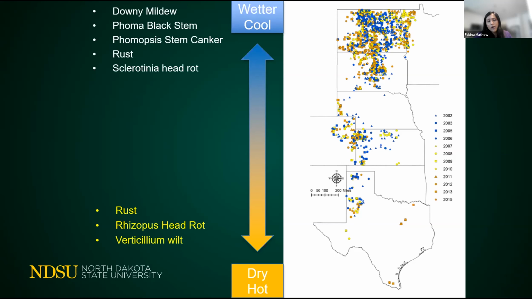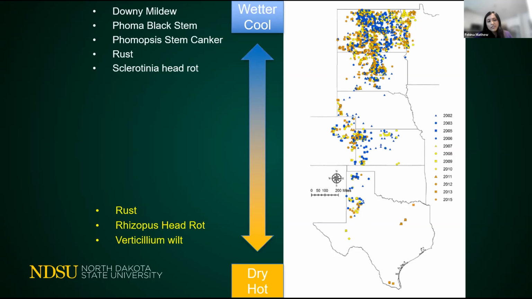Rust tends to show up occasionally in South Dakota, although I don't know of reports where there has been a field that has been completely taken down by rust. It's a bigger problem here in Minnesota, North Dakota. And then we occasionally tend to see Sclerotinia diseases, head rot being one. But again, it really depends on the timing of rain when the heads are in full bloom.